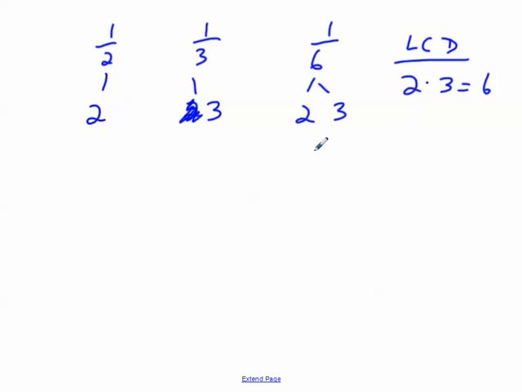So there's our lowest common denominator. Now our lowest common denominator is 6, so let's make that a 6. There's our target. We're going to convert every fraction here to sixths.